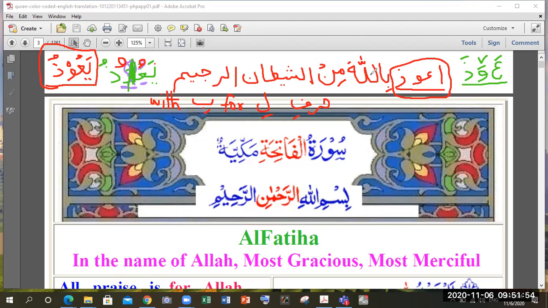So a'udhu billahi, I seek refuge with Allah. Min. So it's a harfe jar, and its meaning is from. Min means from. From minash-shaitan, what would be the haraka? Shaitani. Minash-shaitani. Why has this ni come? Why not nu? Because min is a harfe jar. So whenever min comes, the next ism's last letter will be kasra. Minash-shaitani, from shaitan, ar-rajim, the rejected one, the cursed one.